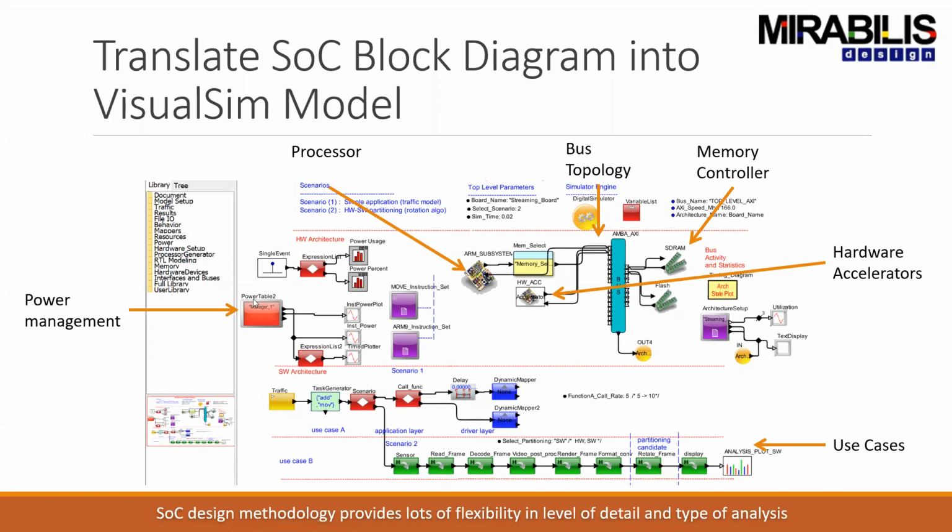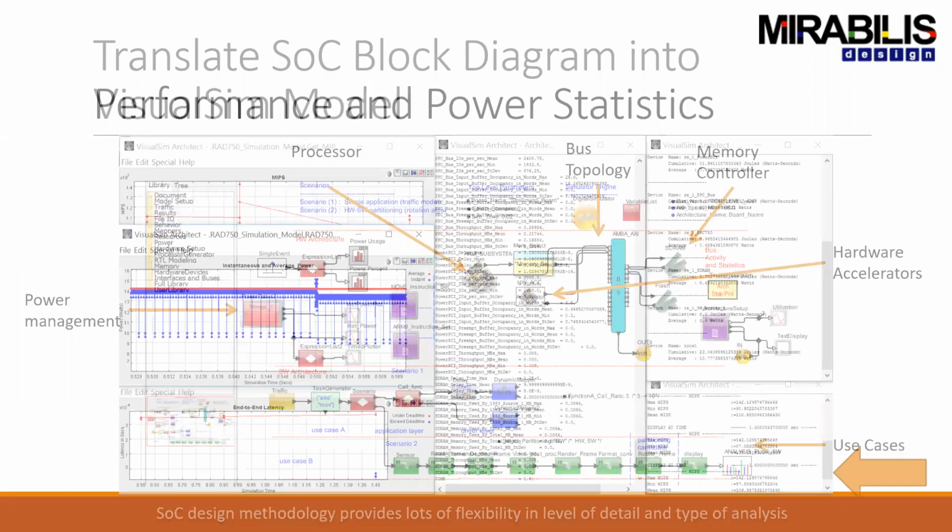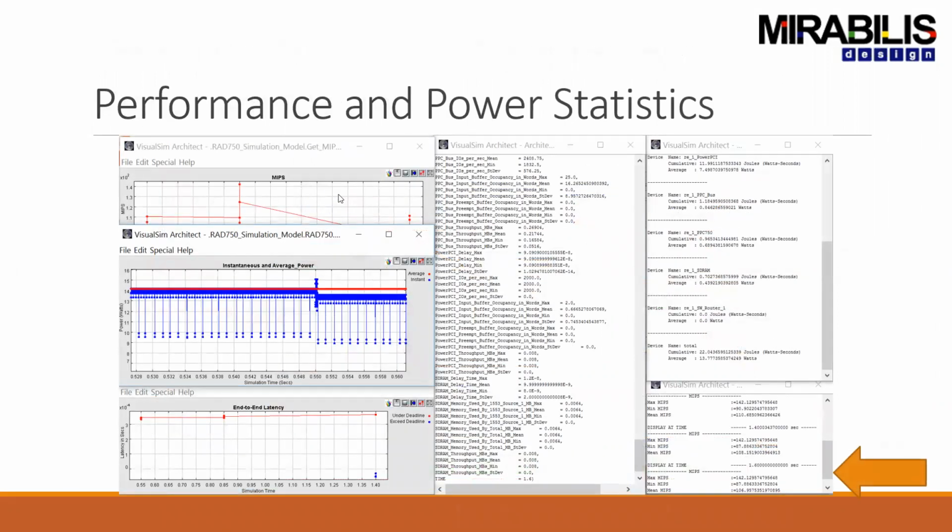Scenario three is taking the power management and determining what are the devices that are consuming the most resources or the most power resources, and then doing a reduction in the power during the periods when it's not active. So now, a variety of statistics can be generated. We can look at the MIPS, the instantaneous and average power, the end-to-end latency, but also detailed statistics on the different devices that you might have in the system, plus detailed power information as well.